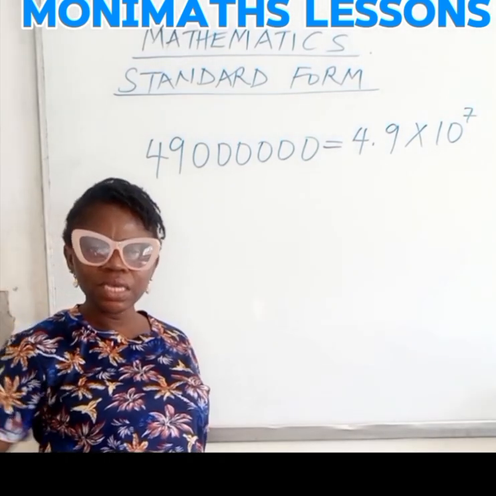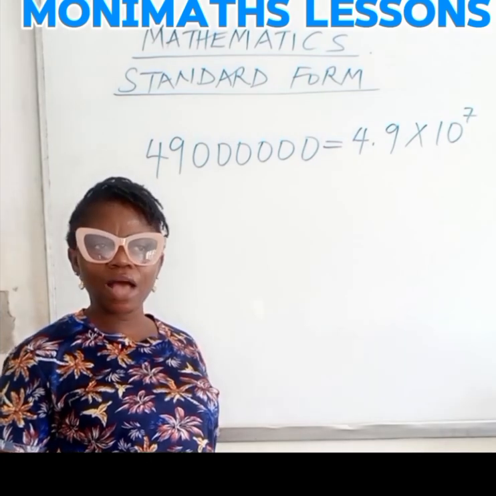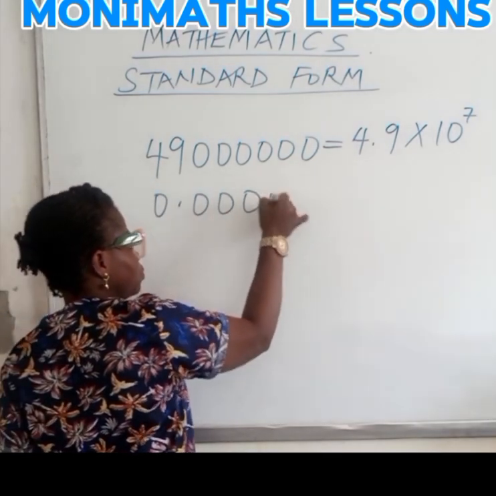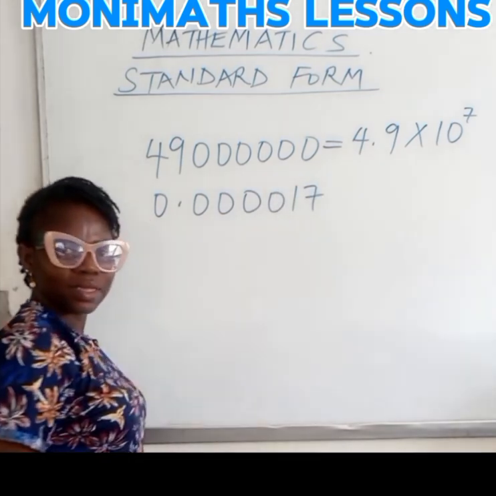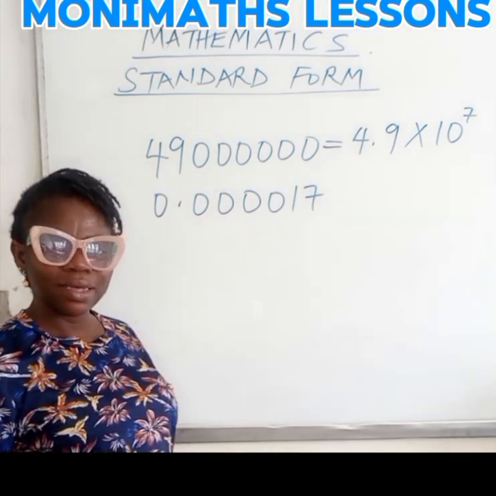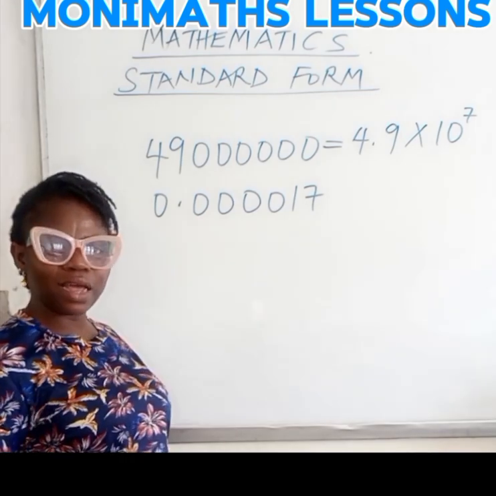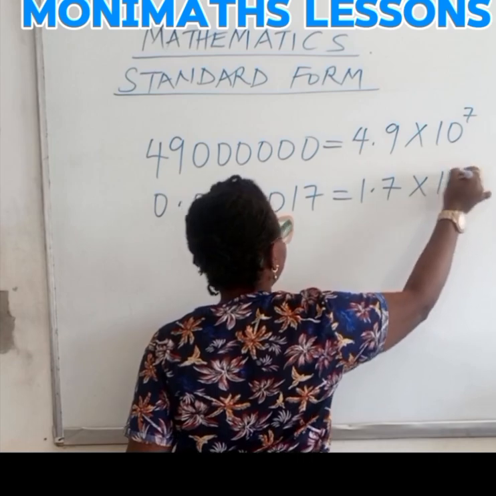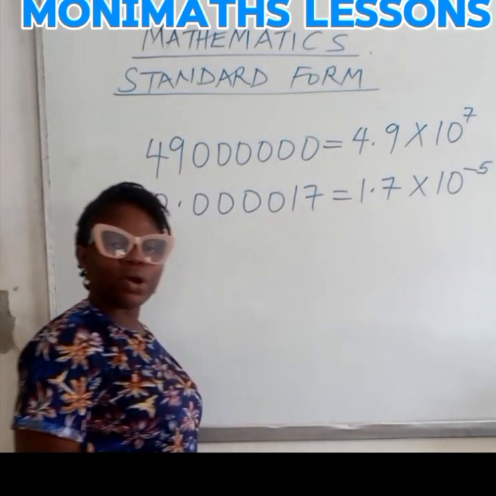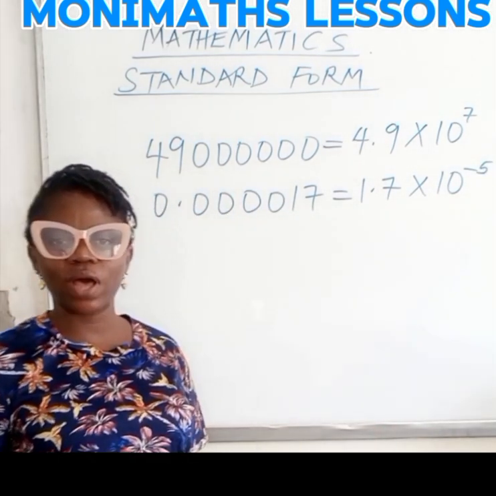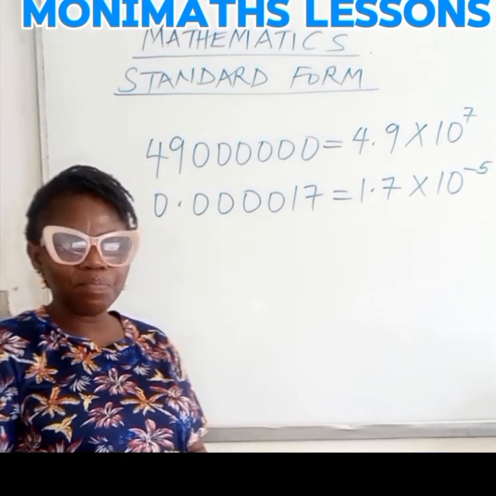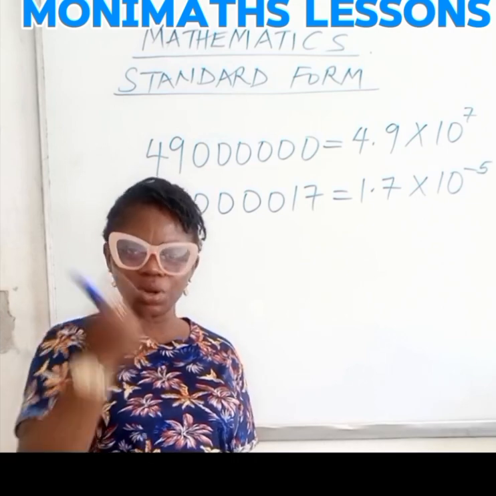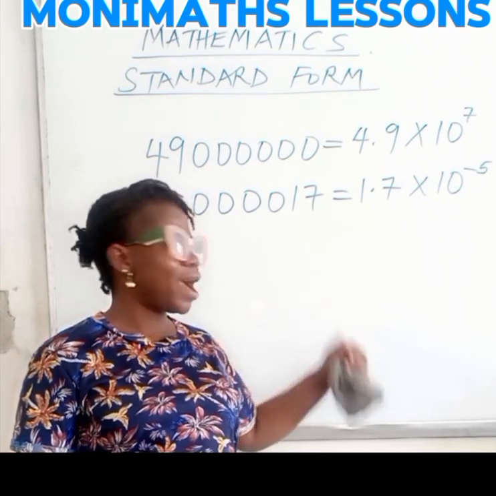What about if I have a number as small as 0.000017? Look at that. To write it in standard form will simply give me 1.7 times 10 raised to the power minus 5. And that is simpler and easier to manage. I hope you agree with me. So let's go. Let me teach you how I got that done.